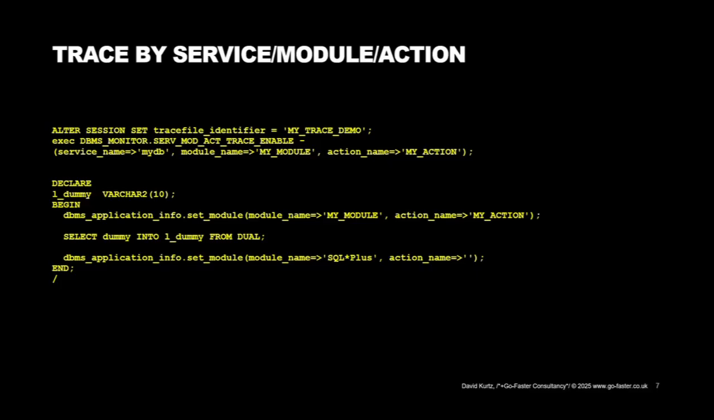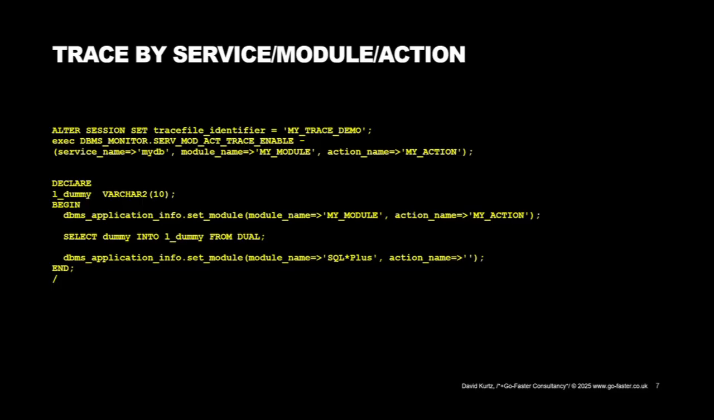How might I do that? Very simple demo. I'm going to watch the code for when it sets my module and my action. And now I'm going to write a little anonymous PL/SQL block, and the first thing I'm going to do is set my module and my action. By doing that, by calling DBMS_APPLICATION_INFO and setting that module and action, I also enable trace just in my session because I've set module and action in my session. And then the code that I execute is traced until such time as I set it to another value. And at the end of my code, I turn it off by setting it back to the original values.